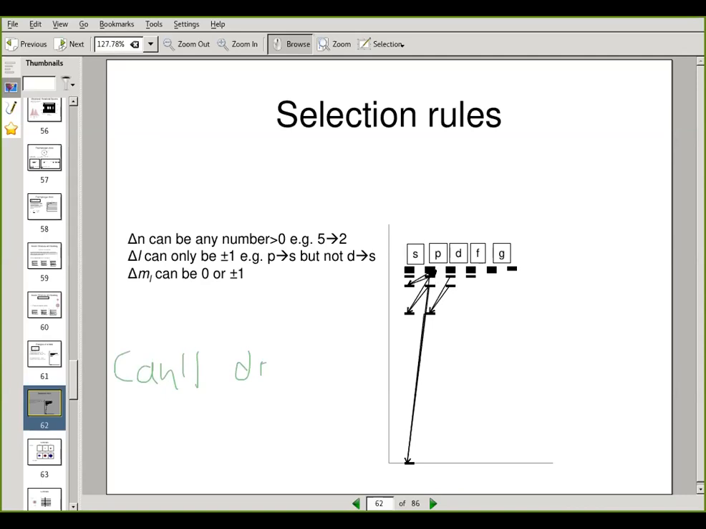And so you can jump from P to S or D to S, and of course your delta ML can be 0 or plus or minus 1 as you drop down. So just be aware that there are selection rules. There are rules that you can't have any drop in that.